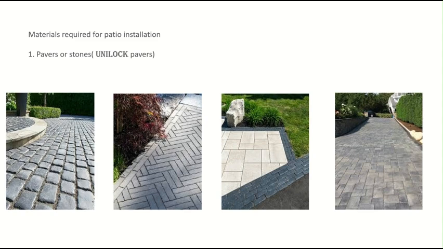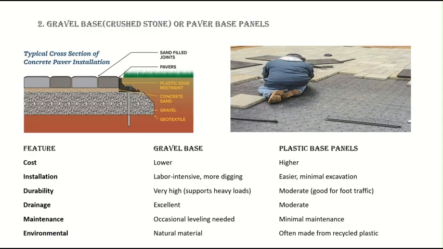The next thing is gravel base. That is the second material we're going to use. Gravel base is basically crushed stone that we use for support. That is the first material that we install on the ground, 4 to 6 inches high, and after that we install some sand and then the pavers. So that's how we install a patio.